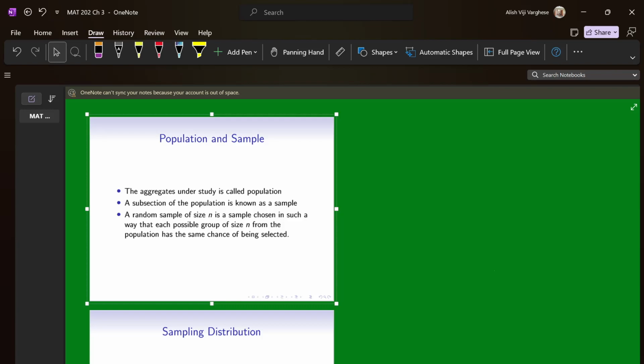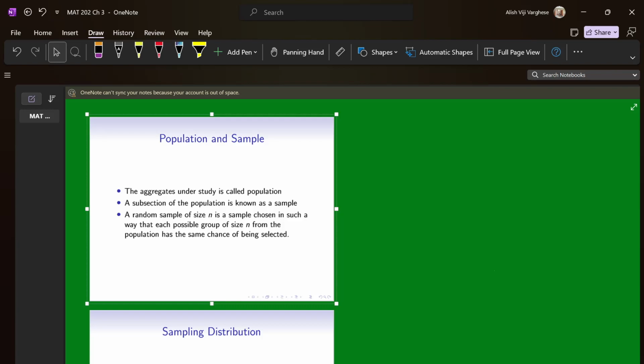So if you are studying the income distribution of the people or employees in Kerala, then that's our population. Or if you are studying the mileage of tires used in, say, passenger cars, then that's our population. But in a practical sense, collecting data from all the points in a population is not an easy task.